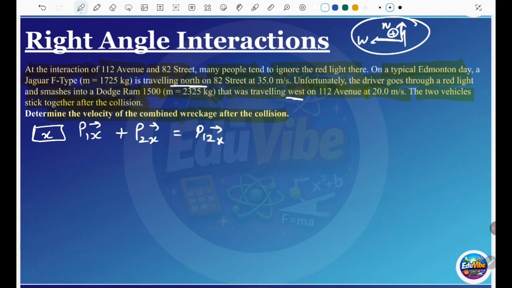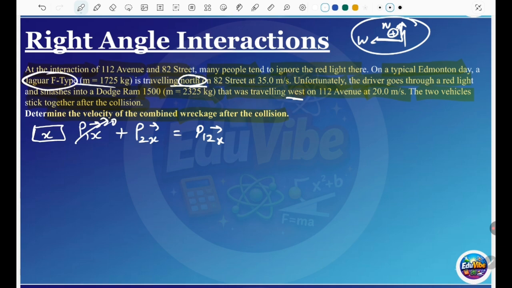For the x component, which direction do we have? The first vehicle is going to the north, but north is the y direction, so this will not be taken in this question. We are talking about the x direction, but this is the y component, so we take this as zero and ignore this value.